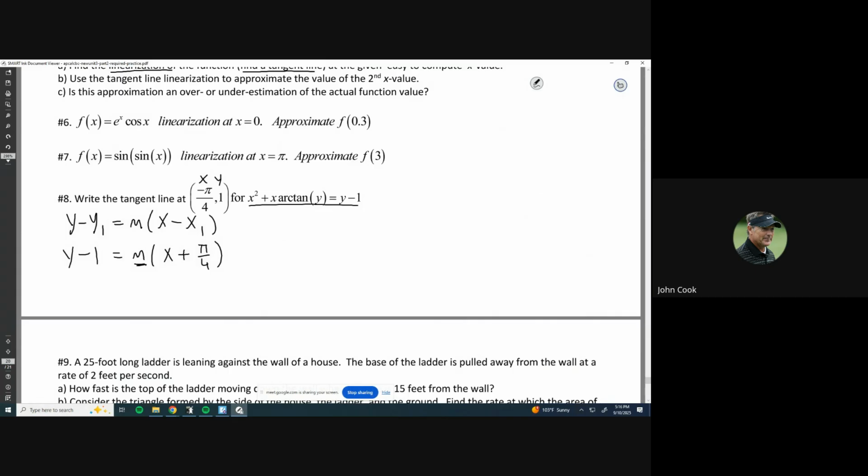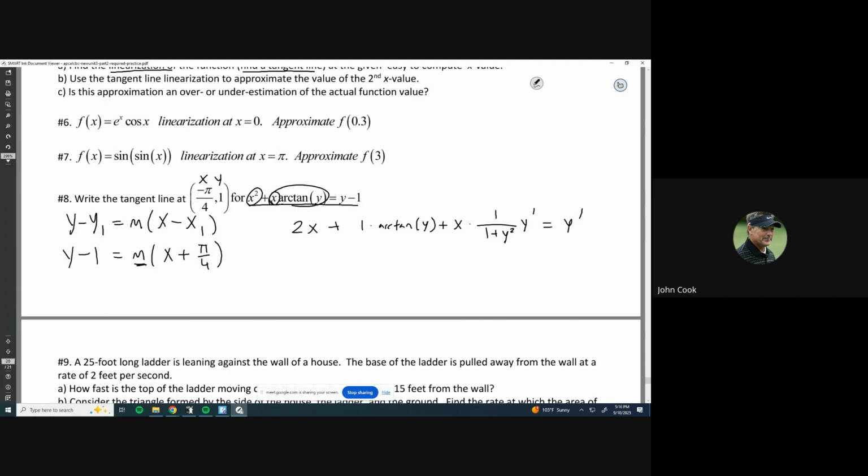Okay, so the derivative of x squared is going to be 2x dx plus, and then I have x, and I also have a y there, so I'm going to get a y prime when I do the derivative with that one. This is also product rule, so the derivative of the first function, x, is just 1 dx times arctan of y, and then plus, I keep the x in there, and multiply by the derivative of arctangent, which is 1 over 1 plus y squared, and then y prime. And that's going to be equal to the derivative of y minus 1, which is just y prime.